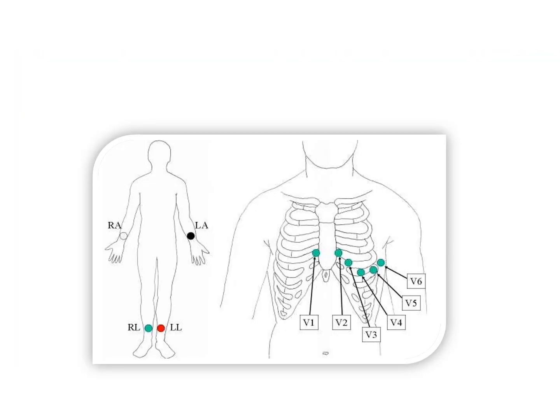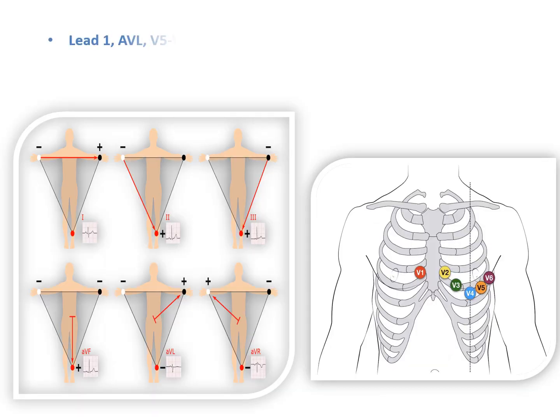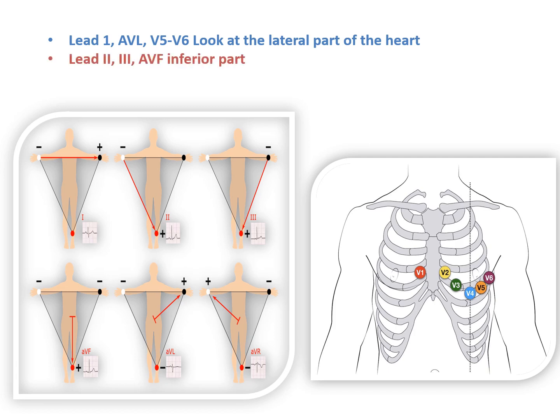A normal 12-lead ECG is taken by 4 limb electrodes and 6 chest electrodes, and each lead gives a slightly different view of the heart. Leads 1, AVL, V5, V6 look at the lateral part of the heart. Leads 2, 3, AVF show the inferior part of the heart. Leads V4 to V5 give a septum and anterior view.